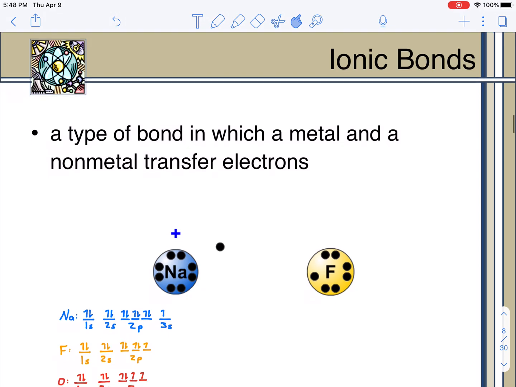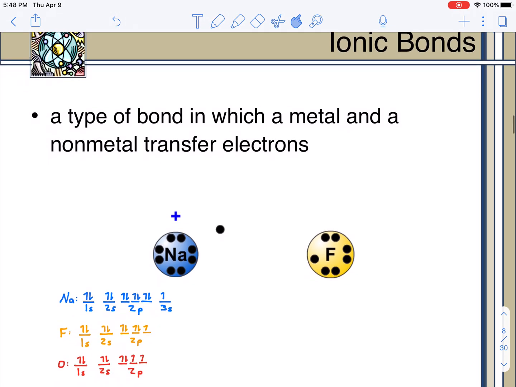Okay, so let's talk about ionic bonds first, and I'd like you to write down on your note guide a really important term. This term, transfer, underline it, star it, whatever you need to do. Transfer and ionic go together. And what are we transferring? Well, we're transferring electrons.